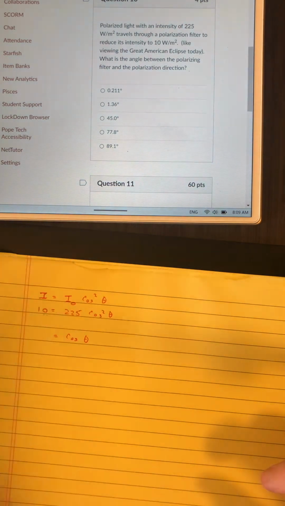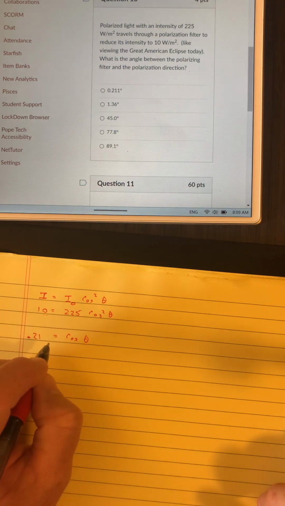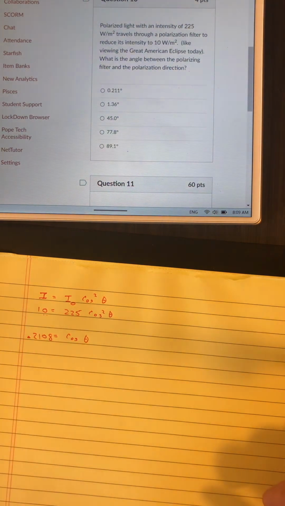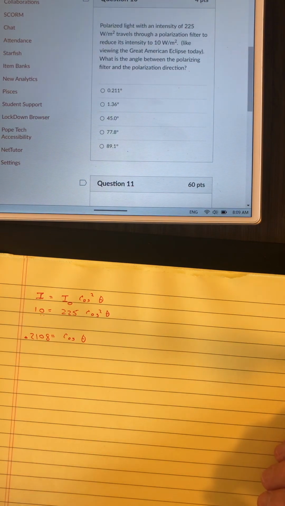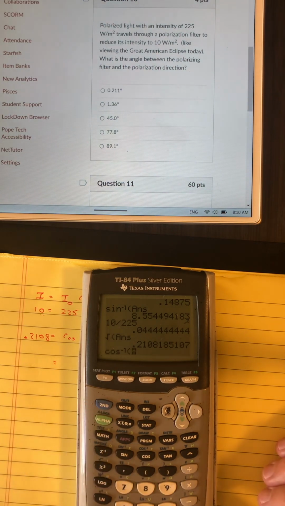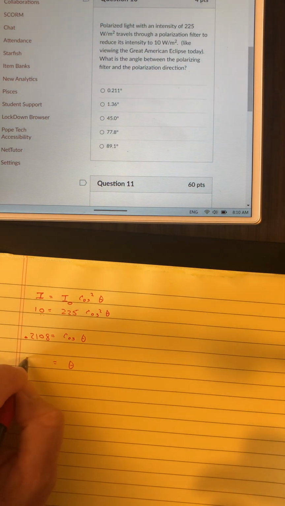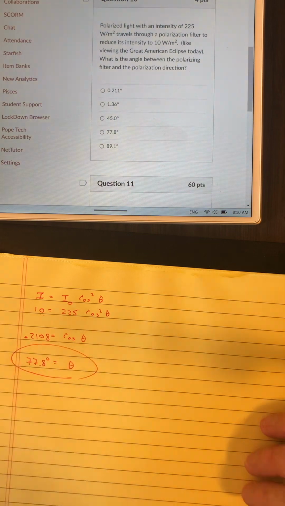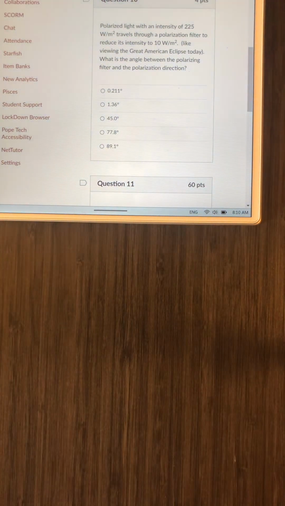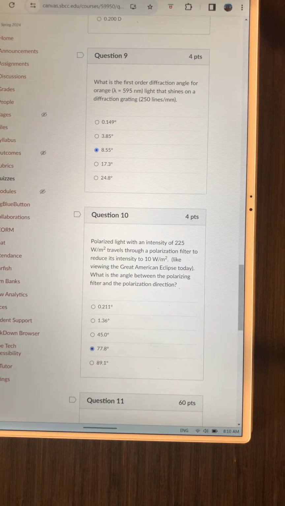Let me then take the square root of that, and I'll pause there at 0.2108. And so that's the cosine of the angle. So then I can go arc cosine and get an angle of 77.8 degrees. And so sure enough, then our last of our multiple choice, there it is, 77.8 degrees. And so that would be answer D there.